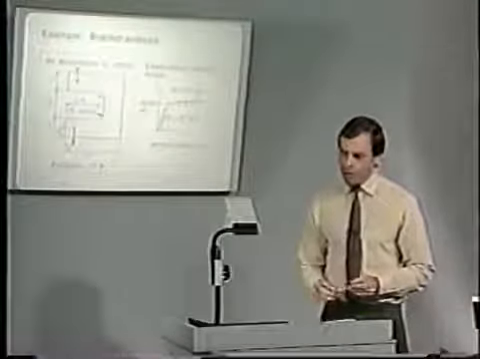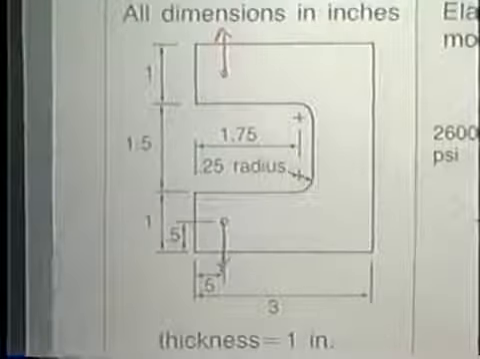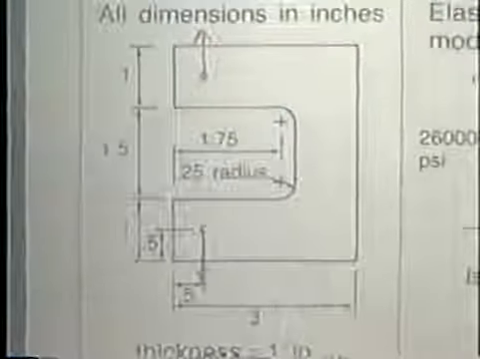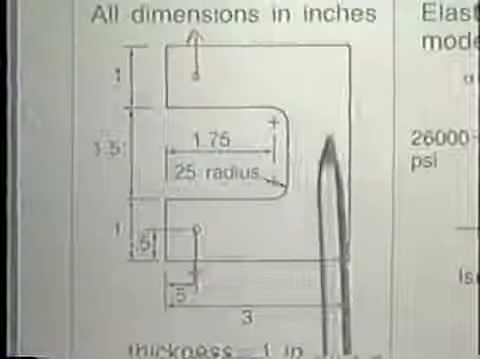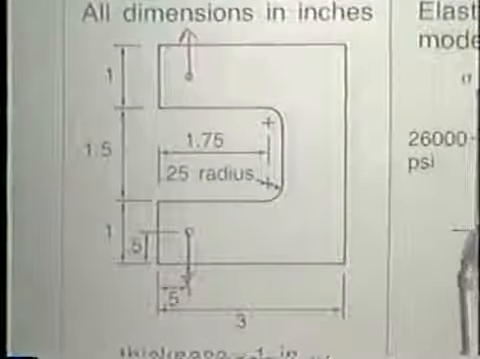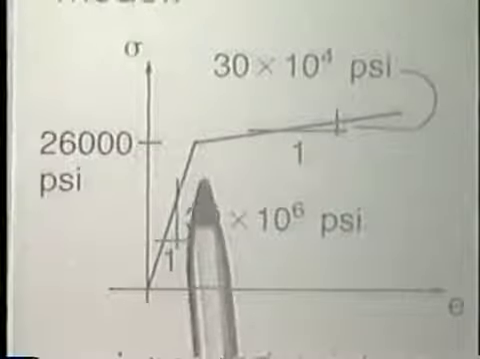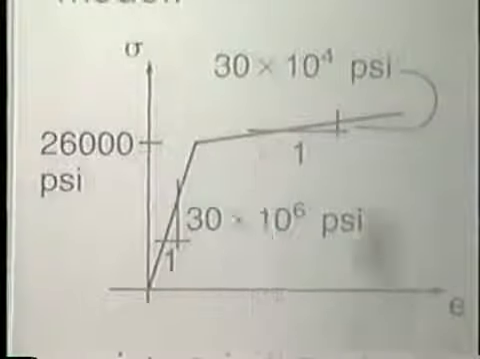Let's turn to an example analysis, and I'd like to consider with you briefly the analysis of a bracket. Here is a bracket of the kind that we looked earlier at already. Notice the dimensions are as shown. The thickness of the bracket is 1 inch, and this bracket is going to be loaded to large loads. We make a material assumption, namely the one of an elastoplastic material with isotropic hardening as shown here. The yield stress is 26,000 psi. Here you have the Young's modulus, and here you have the strain hardening modulus.